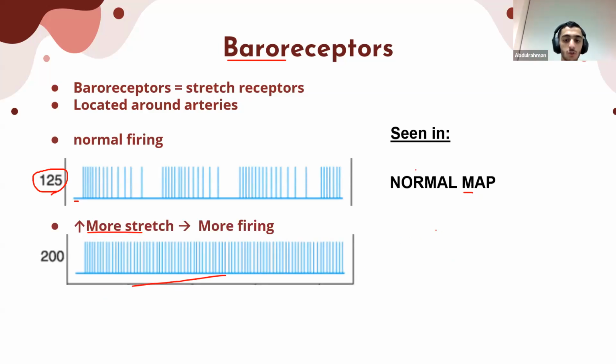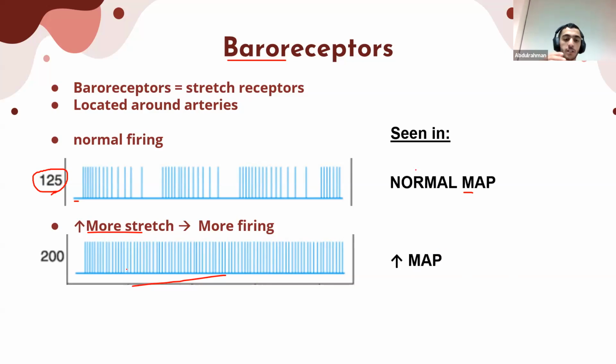Now, where do you guys think this will be seen in? High blood pressure or low blood pressure? There's one low and one high blood pressure. Okay, so yeah, a bunch of high blood pressure, which is correct.